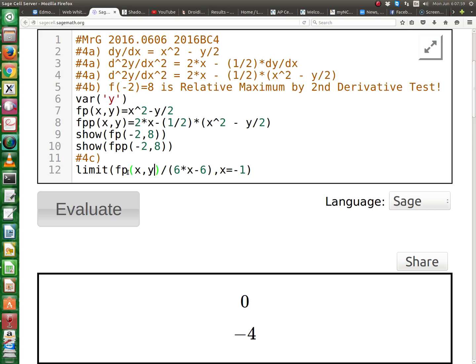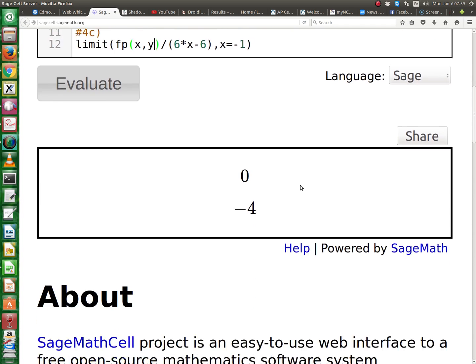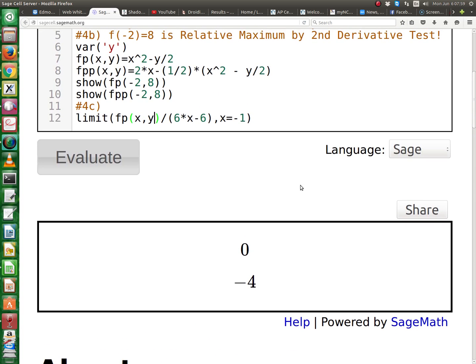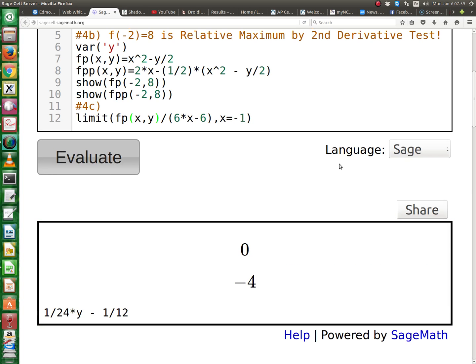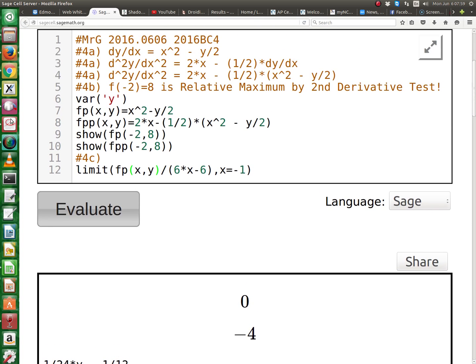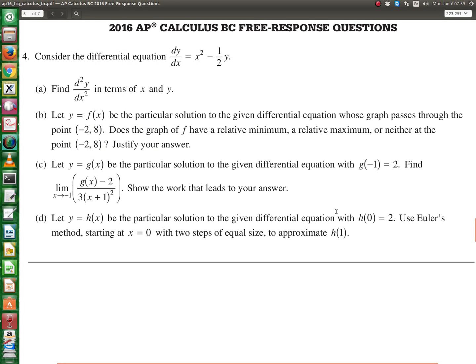Alrighty. So now, let me think about this. Hang on. Can we take that limit? I don't know. This is also a two-variable limit. This is a problem. What does it do if I tell it to do that? Yeah, it doesn't know what y is. But what's y doing? As x approaches -1, g of -1 is 2.